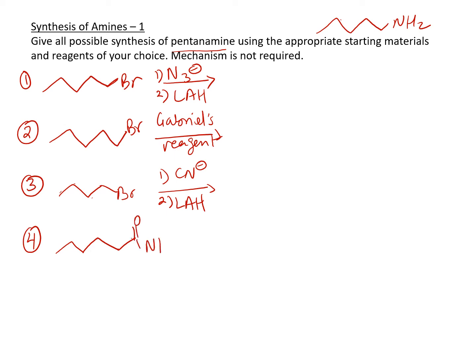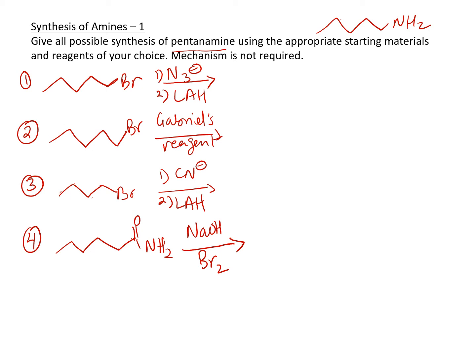And I'm going to have an amide, and I need to have a primary amide. In this one I can't use any other one. And so here we have sodium hydroxide and bromine. That should take away the carbonyl that we have in there. So that should give us pentanamine as well. What else can we use?